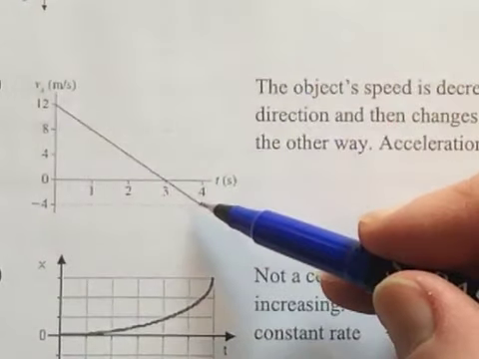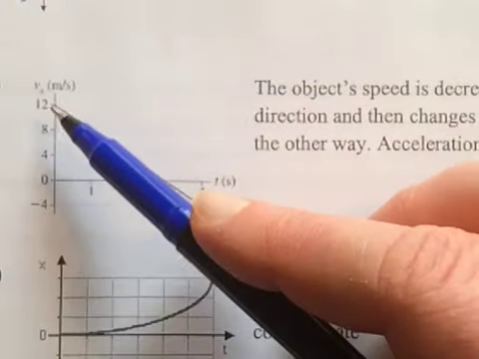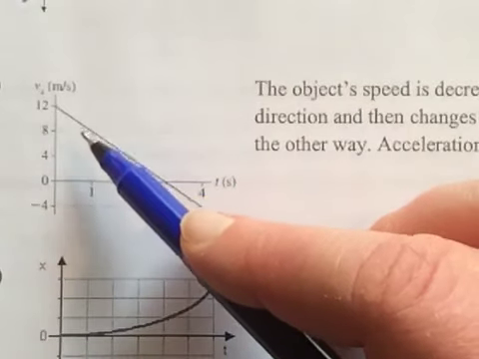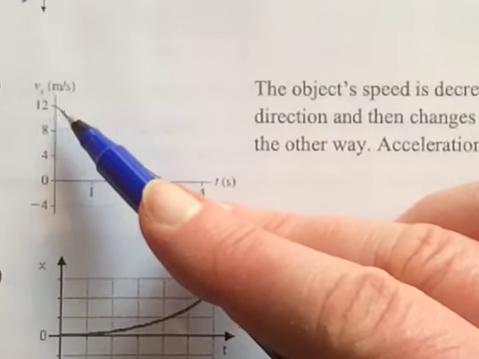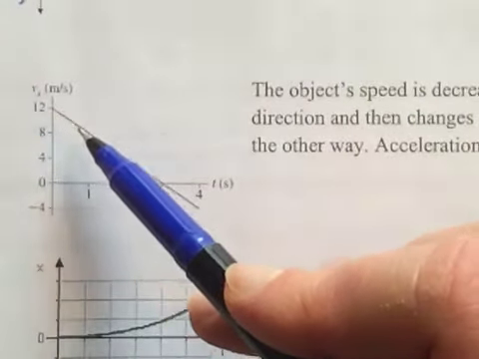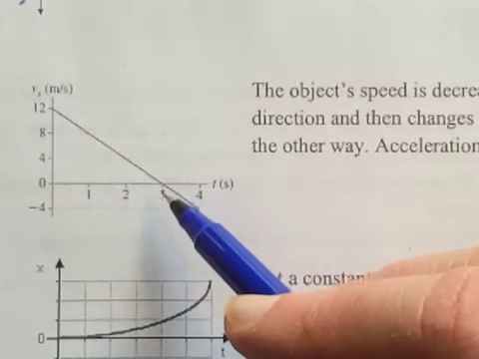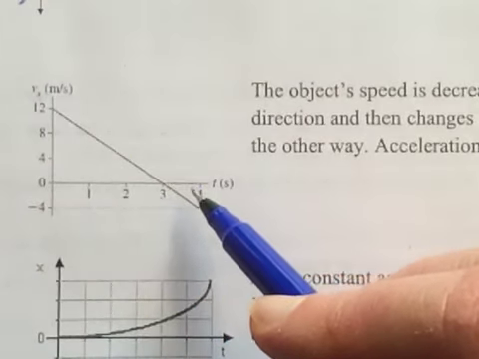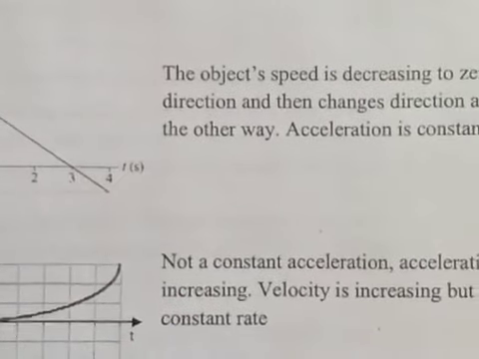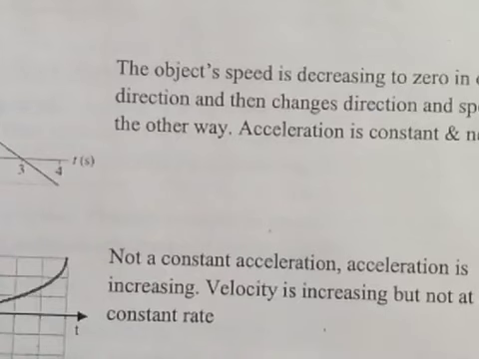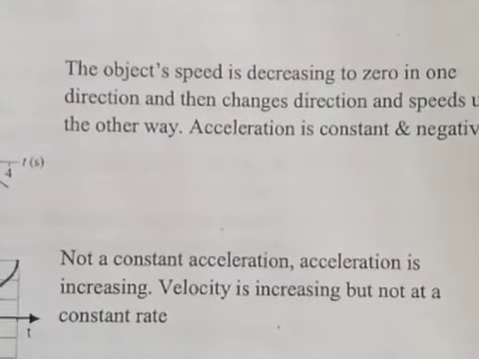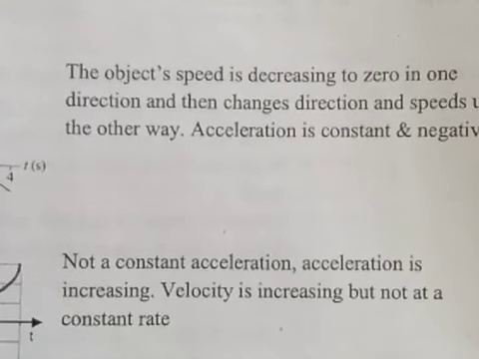Negative slope means the object is slowing down up here, and then look, it's speeding up down here. So the acceleration is negative, and it's constant. So it's traveling in a positive direction, but slowing down, slowing down, slowing down, hits 0, and now it begins to speed up in the opposite direction. Okay? So the speed is decreasing in one direction, changes direction, and speeds up the other way. The acceleration is constant and negative.